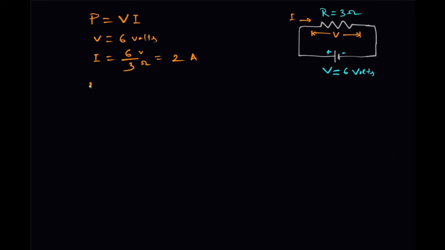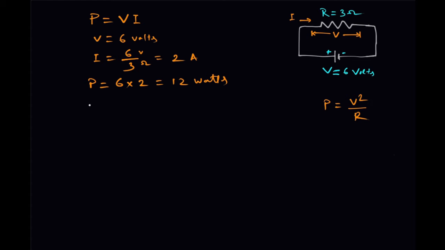Now we can calculate P. P is equal to VI. V is 6 volt, multiplied by I, which is 2 ampere. So I get 12 watts. So the power consumed by this resistance is 12 watt. Now there is another formula, P is equal to V square divided by R. We can also apply this formula.